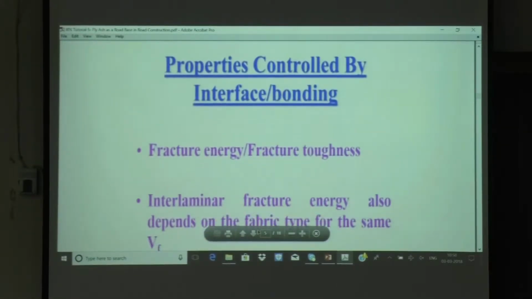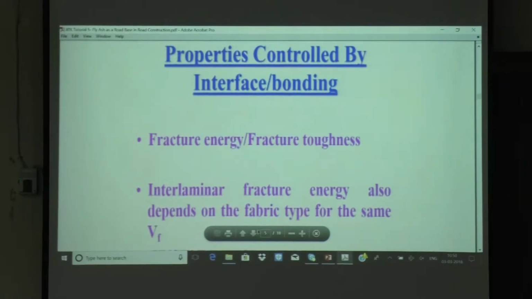Now, properties controlled by interface bonding are the fracture energy and the fracture toughness, and interlaminar fracture energy also depends on the fabric type for the same volume fraction. So if you have the same volume fraction, the interlaminar fracture energy depends on the fabric type. In one of our studies several years earlier, we showed that if you have about 65 to 67% fiber, but coming in different types of fabrics, so 65 to 67% fiber means 33 to 35% resin.